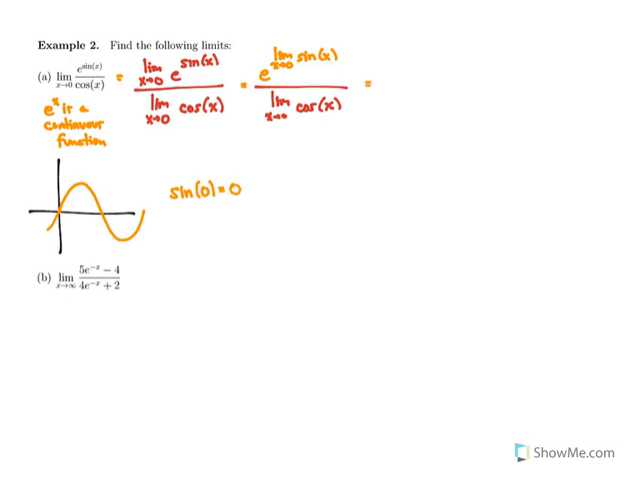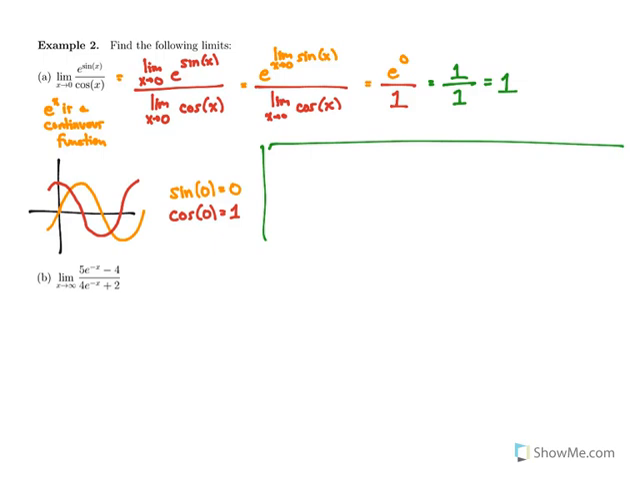So that means that this limit is 0. Cosine, when we go to 0, starts at 1. We get cosine of 0 equals 1, and therefore this limit will be equal to 1. Now, e to the 0 is itself 1, so this is going to be 1 over 1, and this is 1. Note that that's a lot of work.